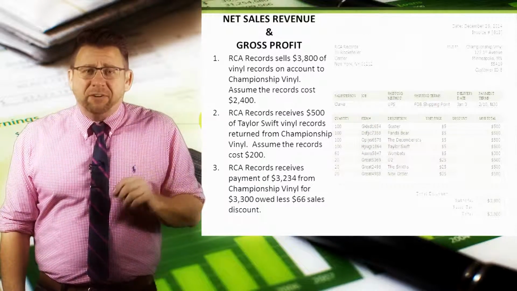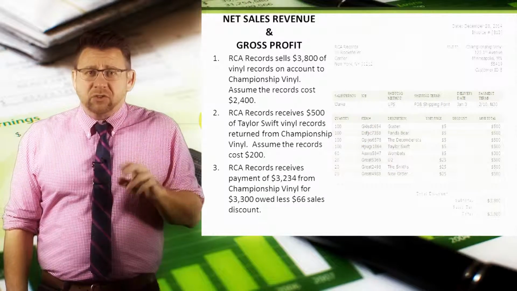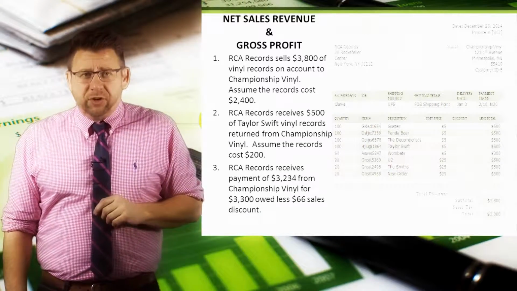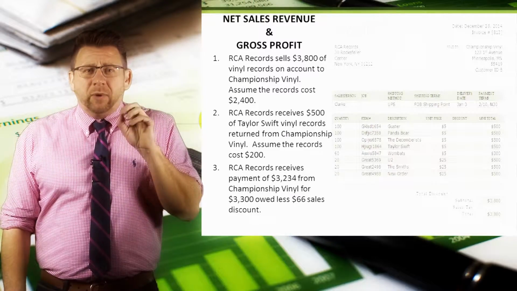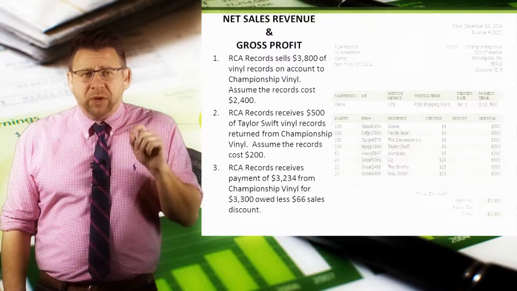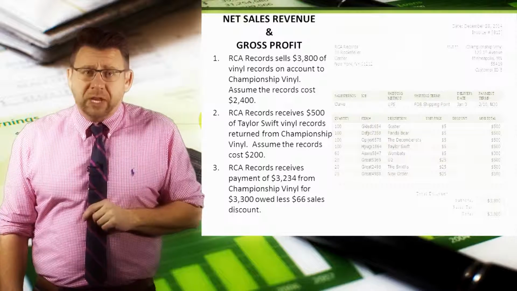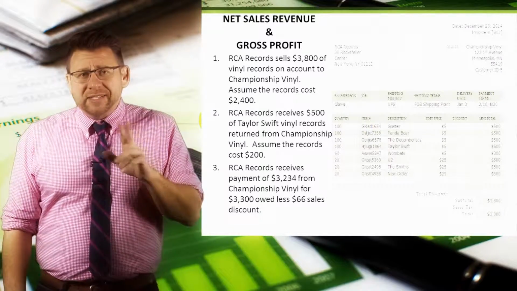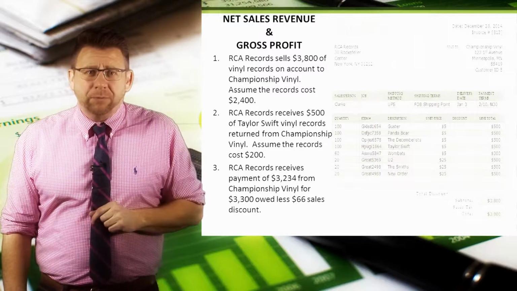RCA receives a $500 return of the Taylor Swift records. Let's assume that the cost of those records were $200. RCA Records receives payment of $3,234 from Championship Vinyl, which was the $3,300 owed less the $66 sales discount.